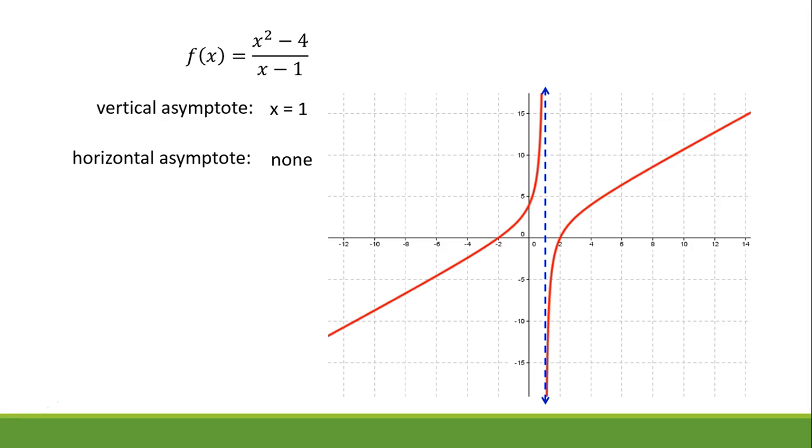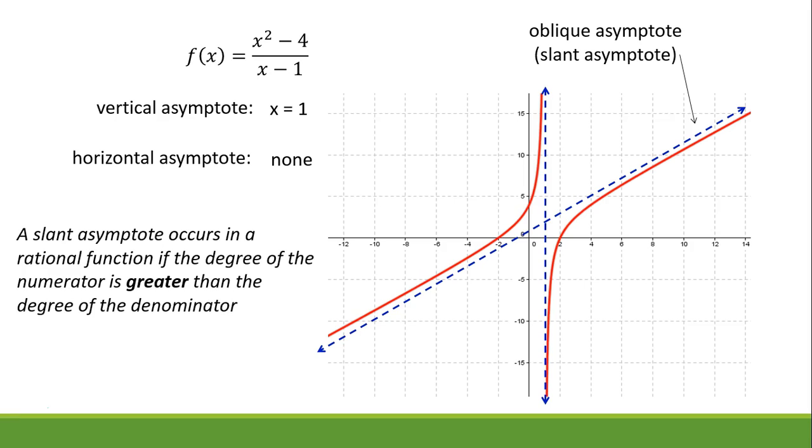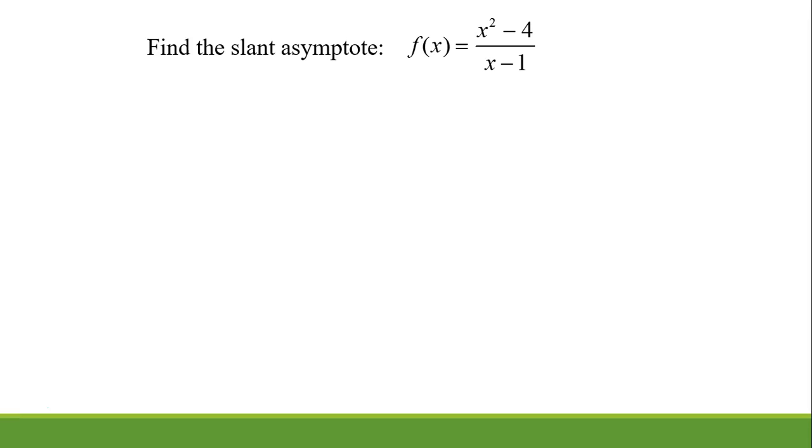The numerator's highest exponent is 2. That's from the x squared. The denominator's highest exponent is 1. That's from the x, which is really x to the first power. However, we do have this asymptote, which is called an oblique or a slant asymptote. Now, a slant asymptote will happen if the degree of the numerator is larger than the degree of the denominator. And there is a way to find it, but we're going to have to do a little bit of algebra to get there. So let's see how we find that slant asymptote.